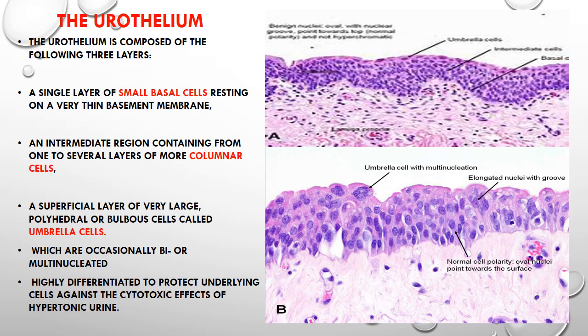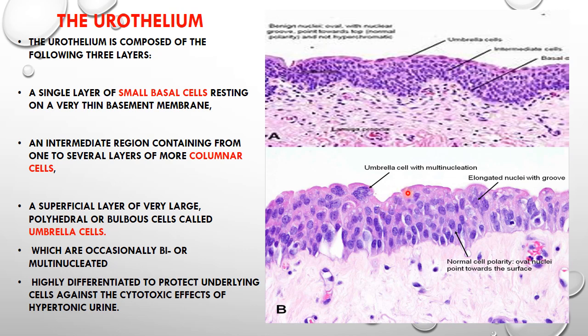Now, this is a diagram showing you the urothelium or the transitional epithelium. The urothelium is composed of three layers of cells. The basal layer consists of the stem cells or the small basal cells, which are resting on the basement membrane. Then there are 2 to 3 or 4 intermediate layers forming several layers of cuboidal to columnar cells, and then there are the superficial cells, which are dome-shaped cells, and they are called the umbrella cells. They are bulbous and project into the lumen.